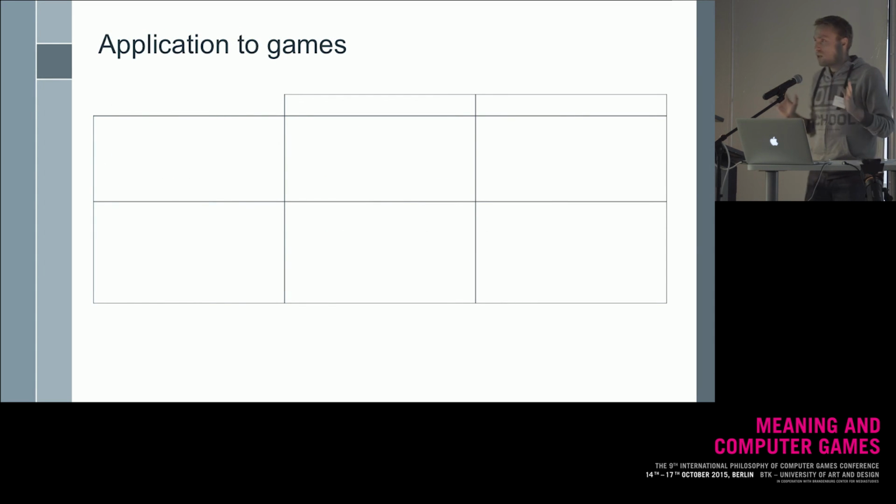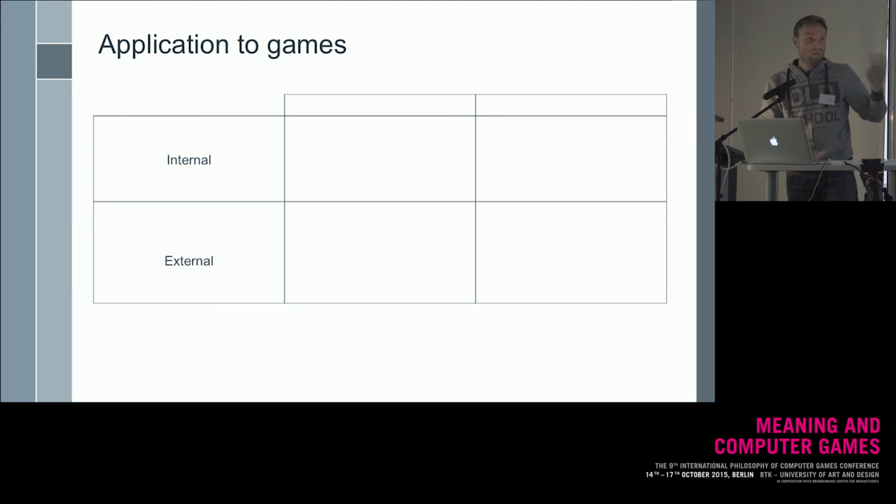Now, how do I want to apply this to games? First of all, there are two distinctions that we have to add to the mix, so we'll actually create more categories. First, representations in games can be internal or external. What I mean by this is rather simple. When representations are external, their target lies outside of the game. When they are internal, their targets lie inside of the game. You will see some examples. I believe it'll be easy.